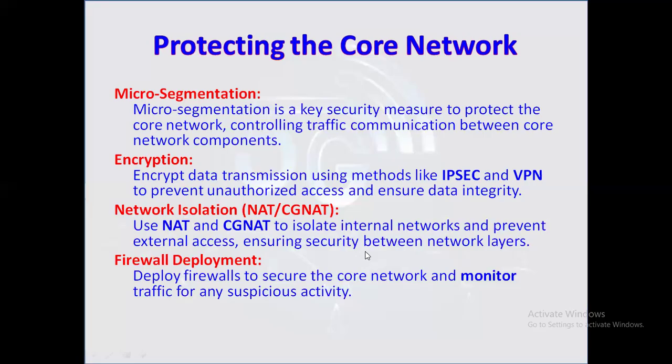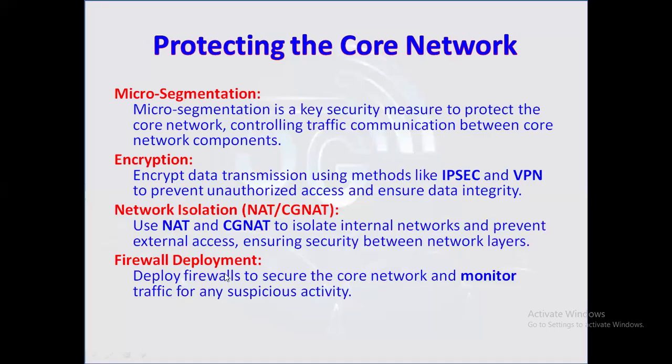Next, network isolation, NAT and CG NAT. Network address translation NAT and carrier grade NAT are used to isolate different layers of the network. This helps prevent direct exposure of internal network components to external threats and can help control which devices or services can communicate with each other.